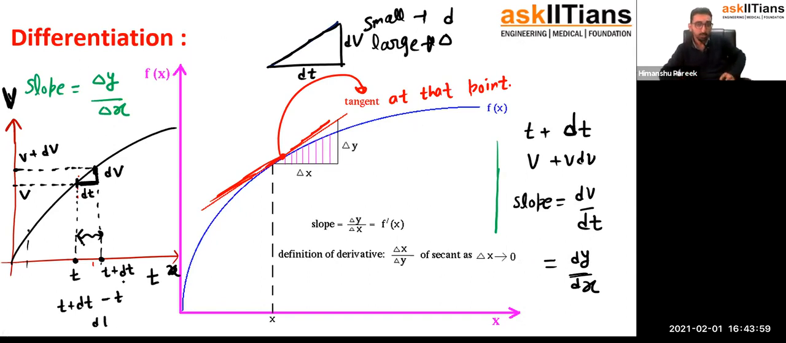But see, this slope would keep changing at every moment. It's not a straight line now. Somewhere else, if you take the interval, it may not be that much steeper.